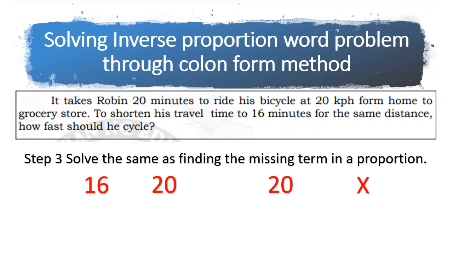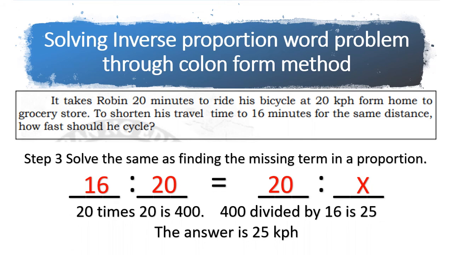Step 3. Solve the same as finding the missing number in a proportion. 20 times 20 is 400. 400 divided by 16 is 25. The answer is 25 kilometers per hour.